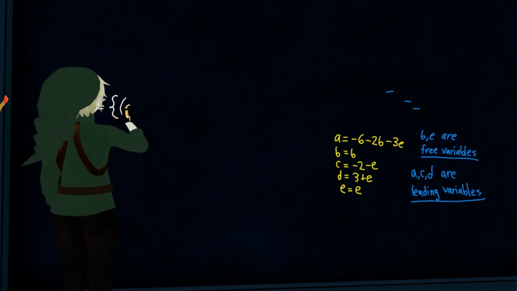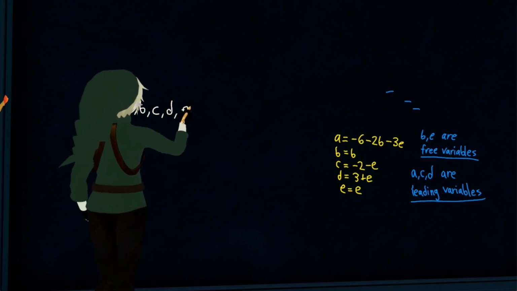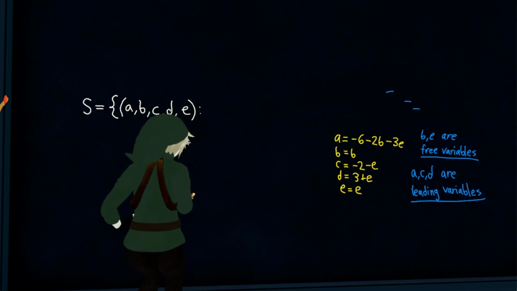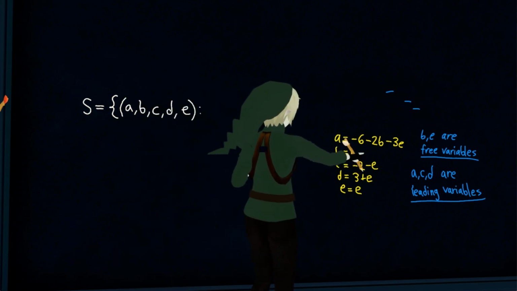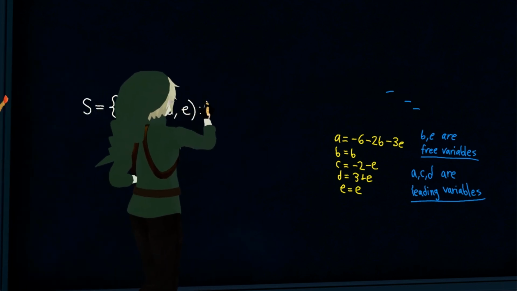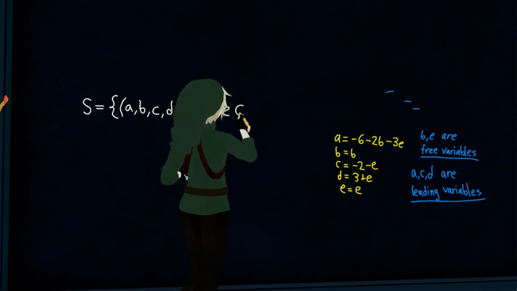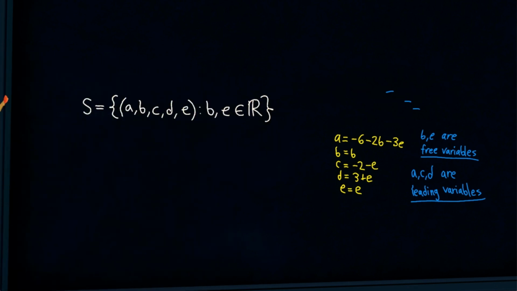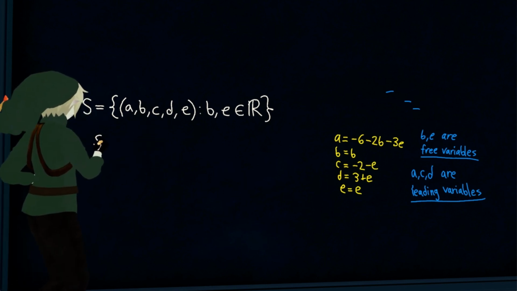What are our variables? We had A, B, C, D, and E, right? We had A, B, C, D, and E as our variables, okay? And what was our free variable, right? Our free variables were B and E, where B and E can be any real number. Okay? Now that we have our format, we can go ahead and write our solution.